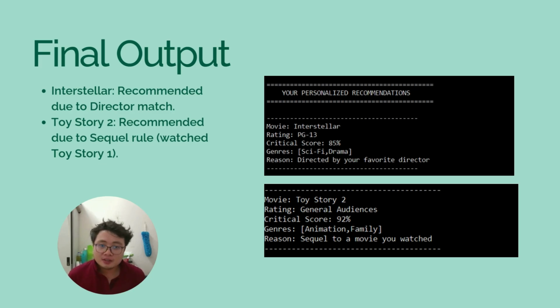And here is the final result. In the figures shown above, the system has successfully filtered thousands of possibilities down to three perfect matches for Ahmad. Number one is Interstellar, recommended because of the director match, the director being Christopher Nolan. And number two is Toy Story, recommended specifically because of the sequel rule McAllister explained just now. Since Ahmad watched the first one, the system knows he needs to see the second. Notice that the Dana is not here, but she would be if Ahmad were over 18. The reasoning is transparent and explained to the user.